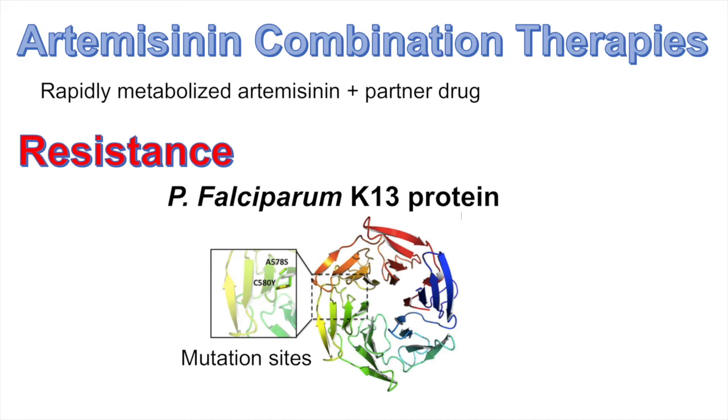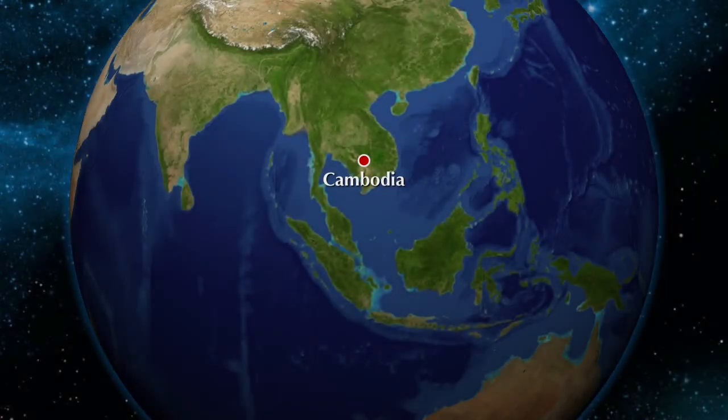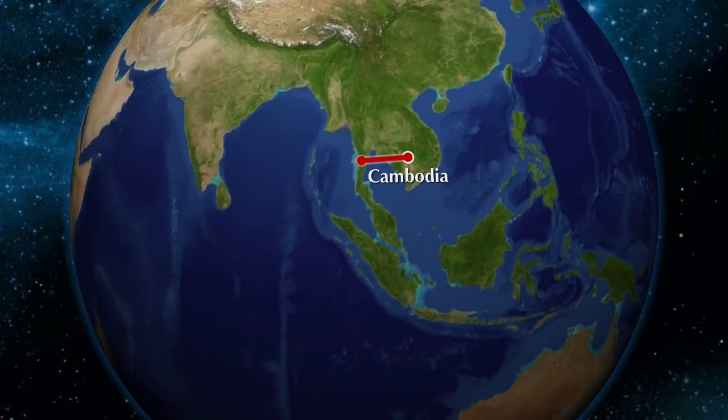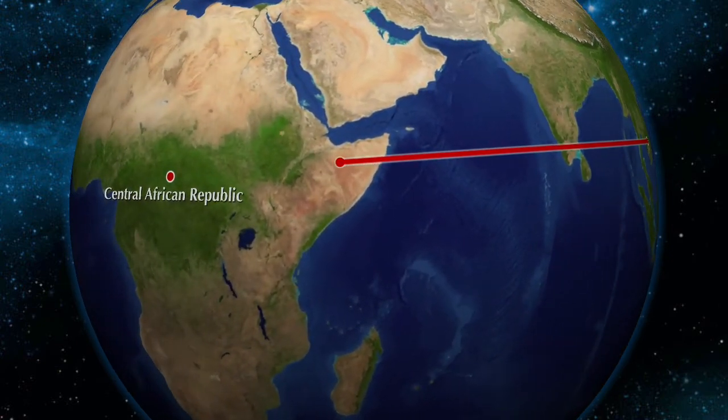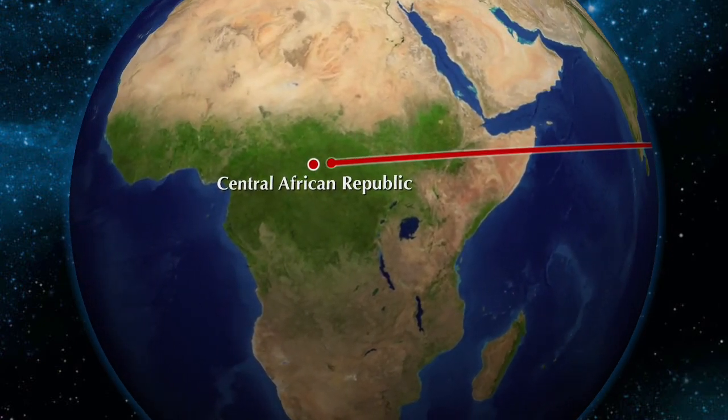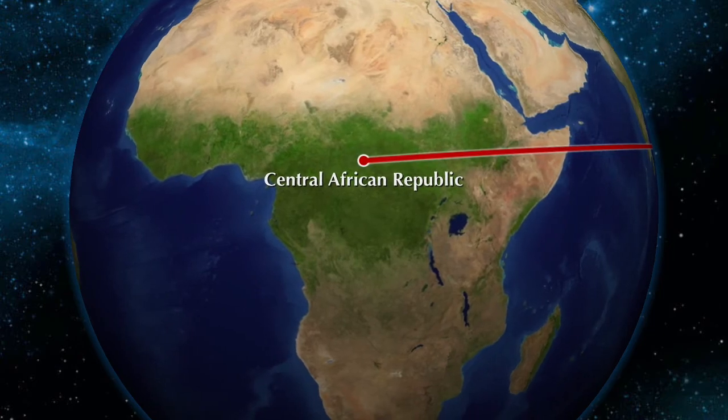PFMDR1 is a digestive vacuole membrane-bound transporter, which is essential to multi-drug resistance. Cambodia is a common source of parasite resistance. From there, resistance spreads to Africa, where malaria has a significant effect.